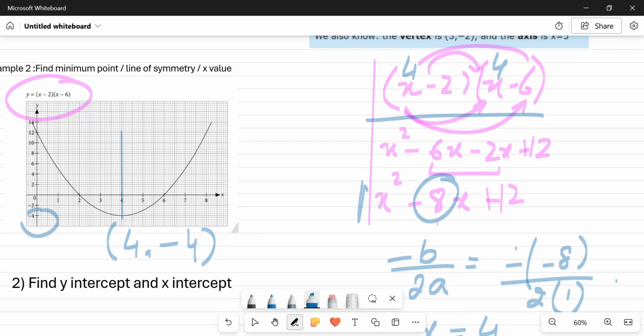I hope, students, you understood about this minimum point, line of symmetry, or x value. We can find it with the help of the formula minus b over 2a. The next topic is how you're going to find the y and x intercepts.